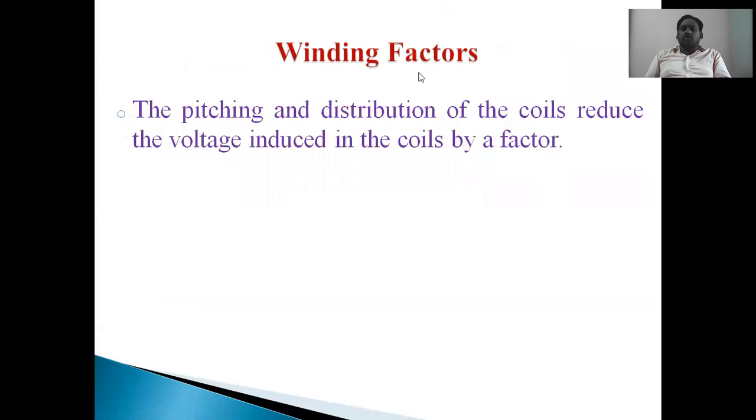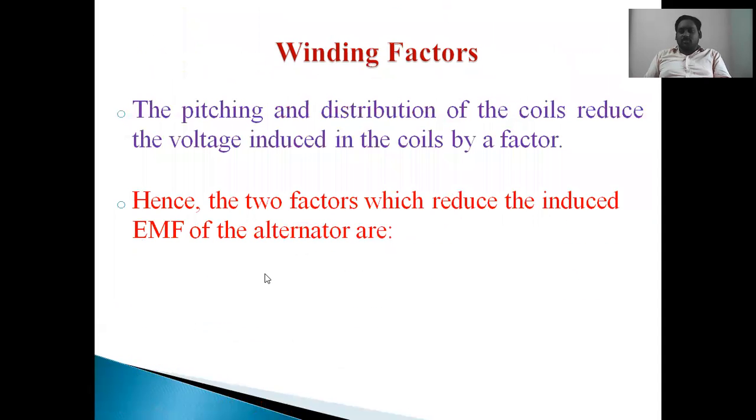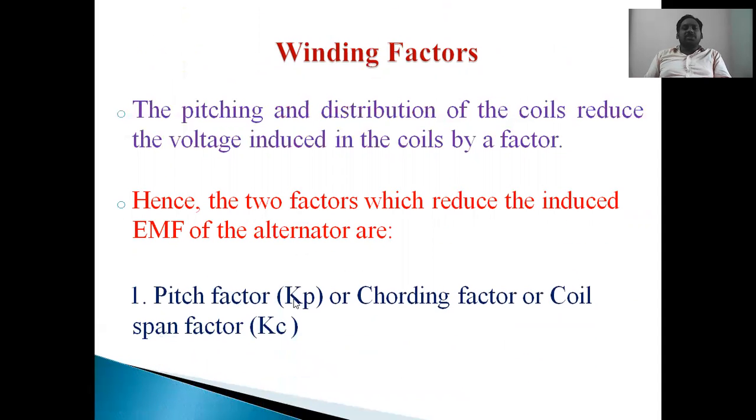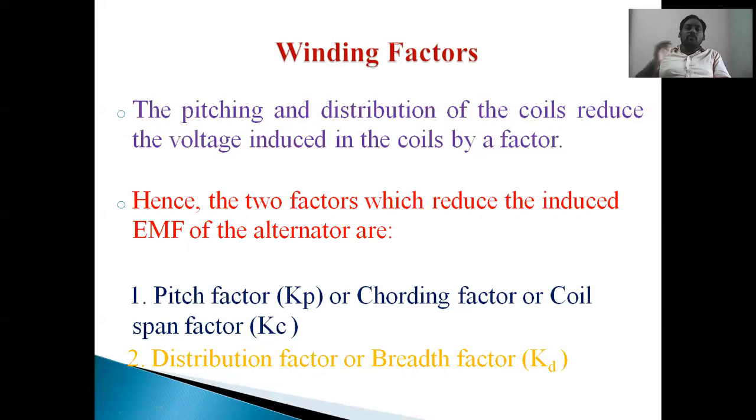Those factors are called winding factors. Mainly we have two factors. See here, the pitch factor, which is also known as the Harding factor or coil span factor. Another one is the distribution factor or breadth factor. Due to these two factors, the final output voltage is reduced.